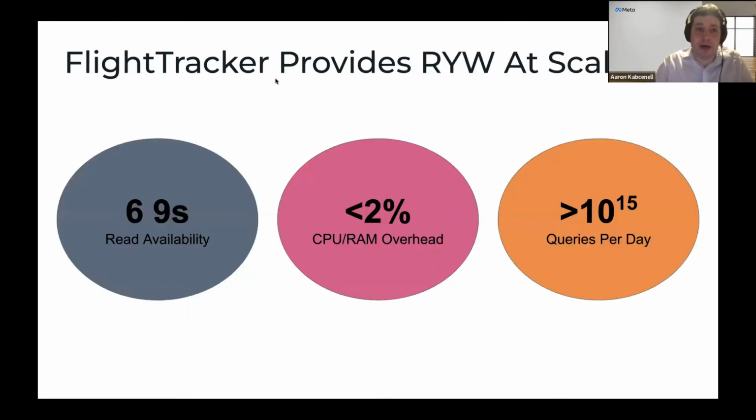And this works really, really well in practice. So this is deployed in production for us now. We see that the service has 6 nines of availability, leads to less than 2% CPU and RAM overhead in this product, and is able to successfully serve the sort of quadrillion queries per day.